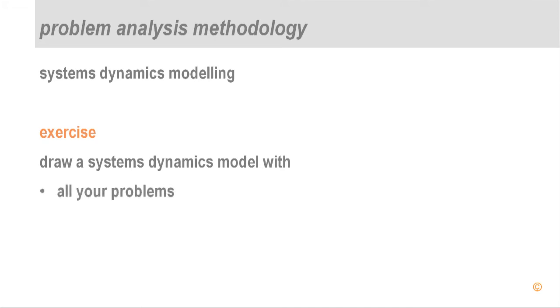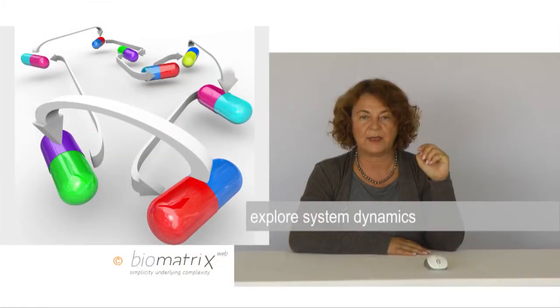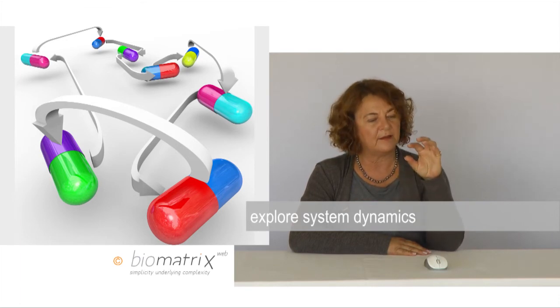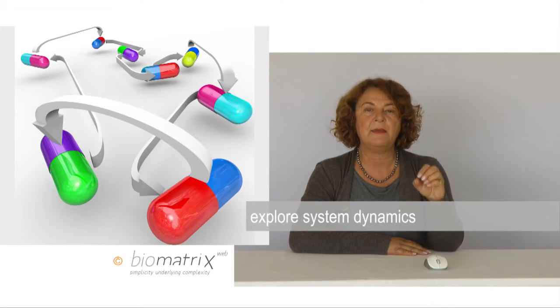The next exercise we want to do is to draw a systems dynamics model. So what we want you to do is take your problems and a selection of cofactors, put them on a piece of paper and draw a systems dynamics model with it. In other words, draw the impacts between them. So the arrow means this problem impacts another problem.